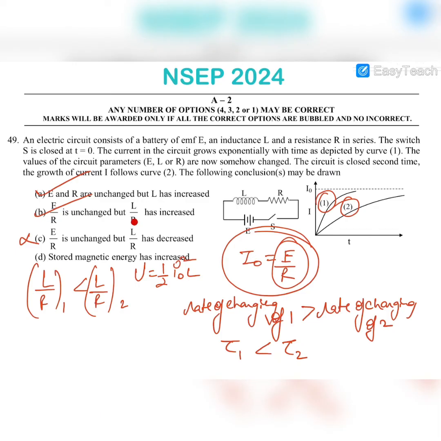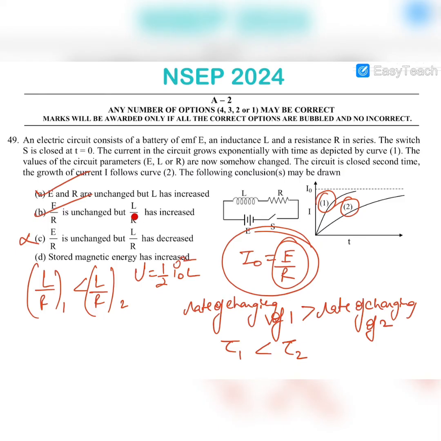For this B option, if we say that E by R is unchanged but L by R has increased, you can see that if E by R is unchanged, then I naught is the same but L by R has been increased. So this can be done by decreasing R and decreasing E by the same factor. Let us suppose that we have decreased R by 2 times. So new R is R by 2 and new E is E by 2. So the E by R will remain the same.